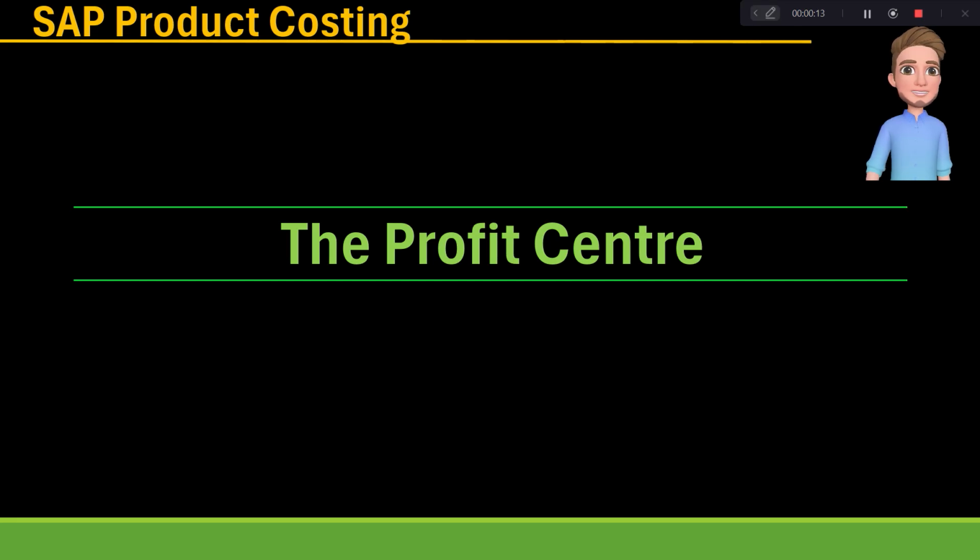As part of the section on master data, we are now going to look at the profit center. As the very name indicates, profit center is the smallest unit where you would like to track your profit. In simple words, I would not say it is the smallest unit, but it is one dimension where you would like to track your profit.